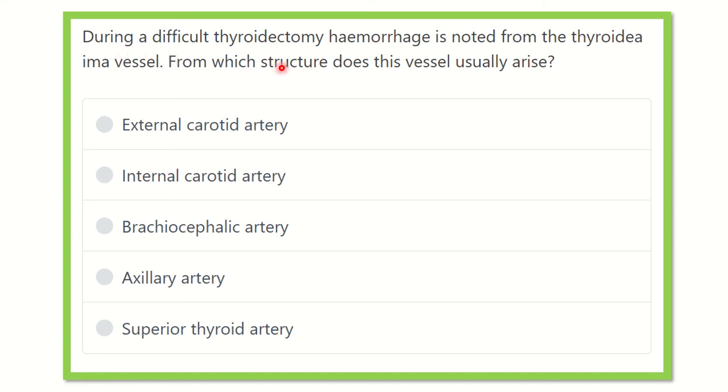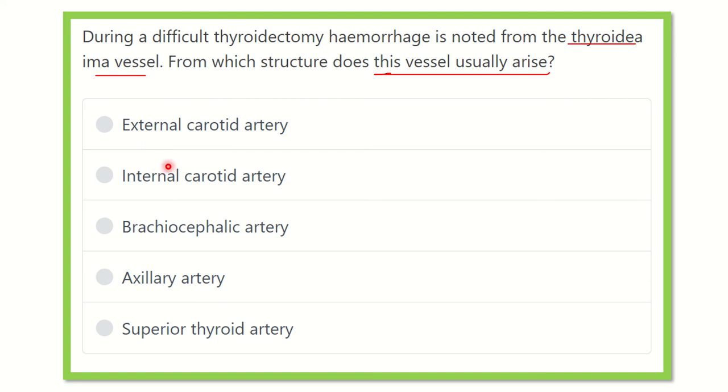During a typical thyroidectomy, hemorrhage is noted from the thyroidea ima vessel. From which structure does the vessel usually arise? So here, the important note is that the bleeding or hemorrhage occurs from the thyroidea ima vessels, and this vessel arises from which of the vessels. So this is important.